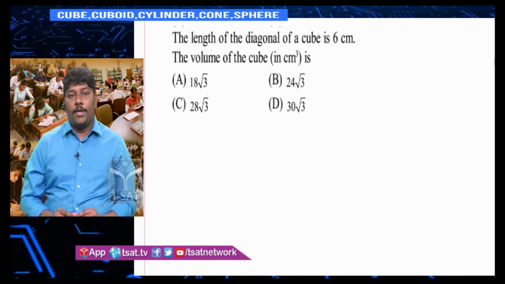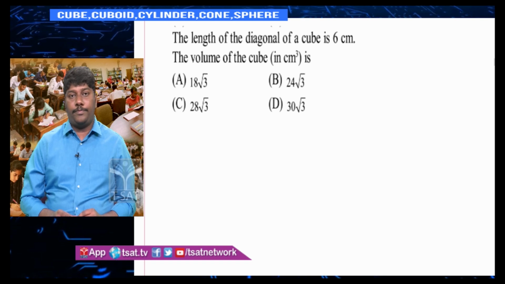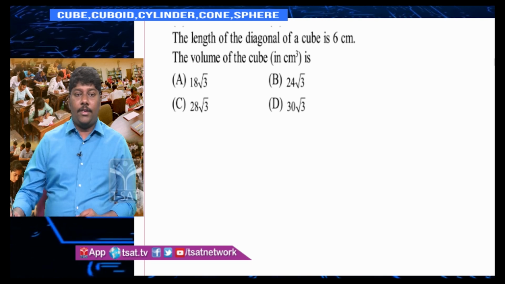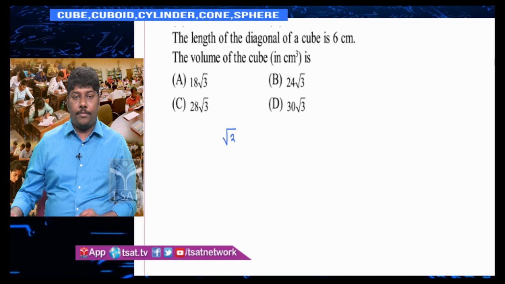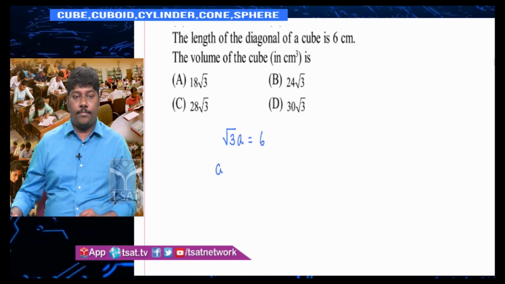Now look at here. The length of the diagonal of the cube is 6 centimeter, the volume of the cube. So root 3 a is equal to 6. Cube on both sides.